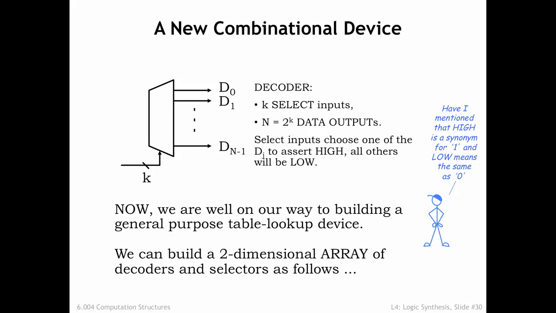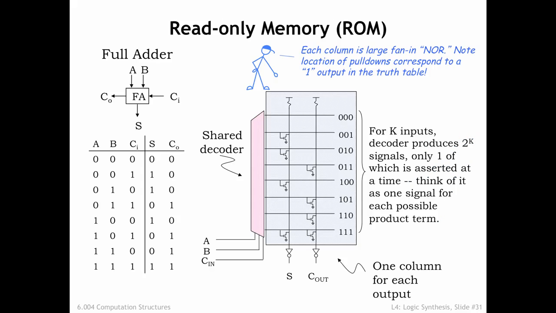One of the key components in a read-only memory is the decoder, which has k select inputs and 2 to the k data outputs. Only one of the data outputs will be 1 or high at any given time, which one is determined by the value on the select inputs. The jth output will be 1 when the select lines are set to the binary representation of j.